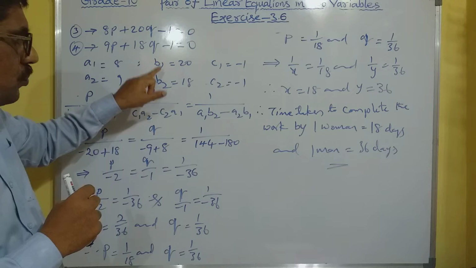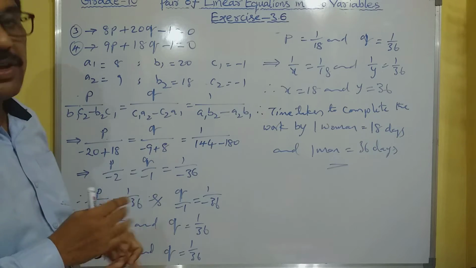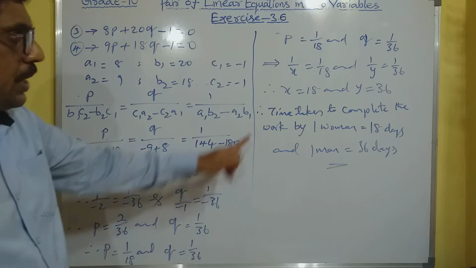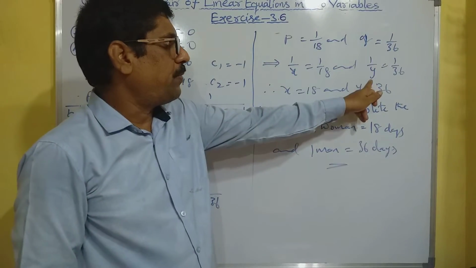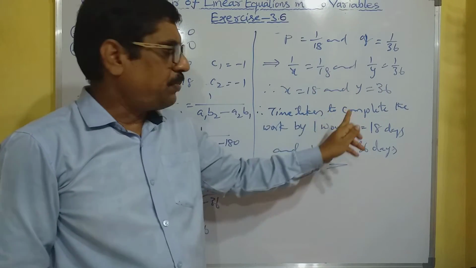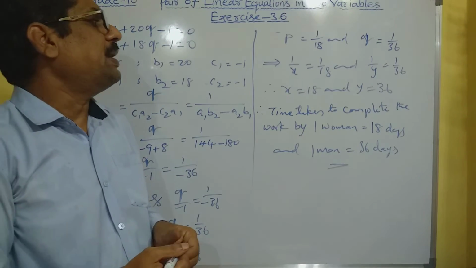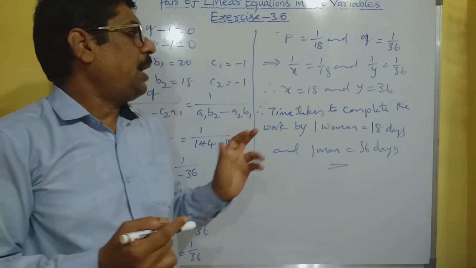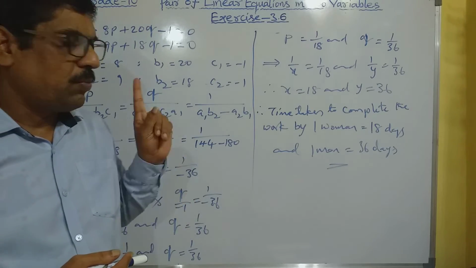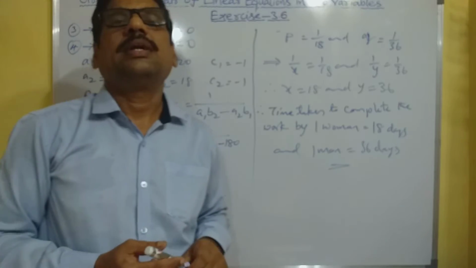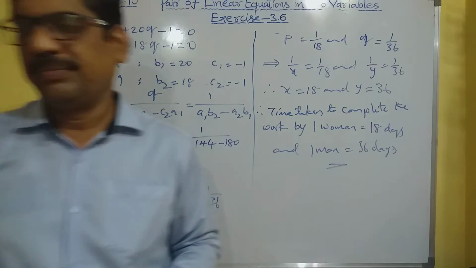After that we get two equations in terms of p and q. Those two equations we solved by using the cross multiplication method. Finally, we get the p and q values. Actually, p is 1 by x, q is 1 by y. By taking the reciprocals, we get the values of x and y. They are 18 and 36. Therefore, the time taken to complete the work by one woman is 18 days and one man is 36 days. Okay.